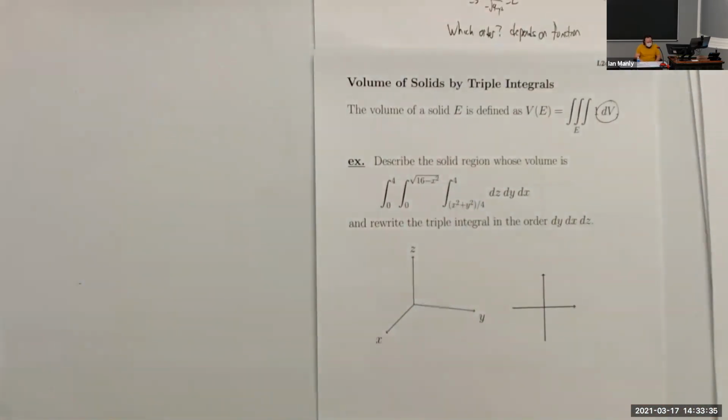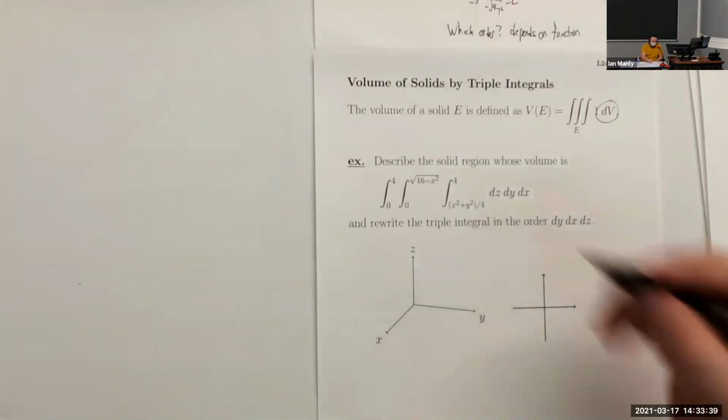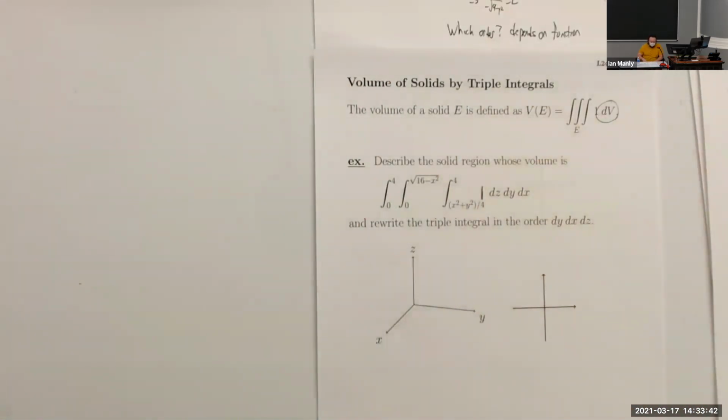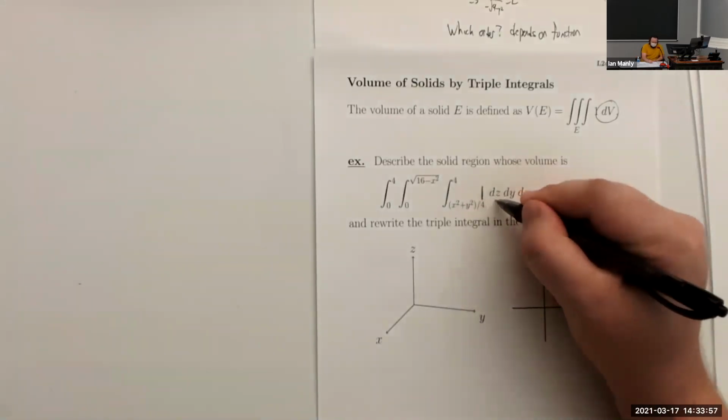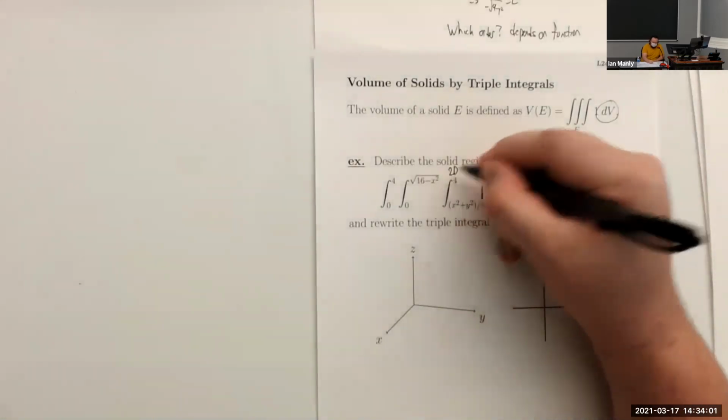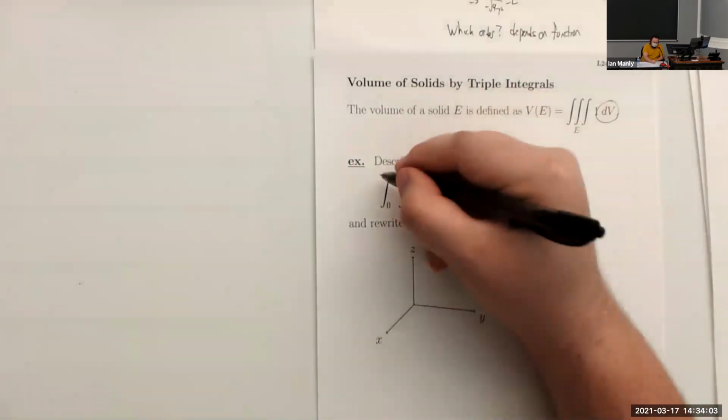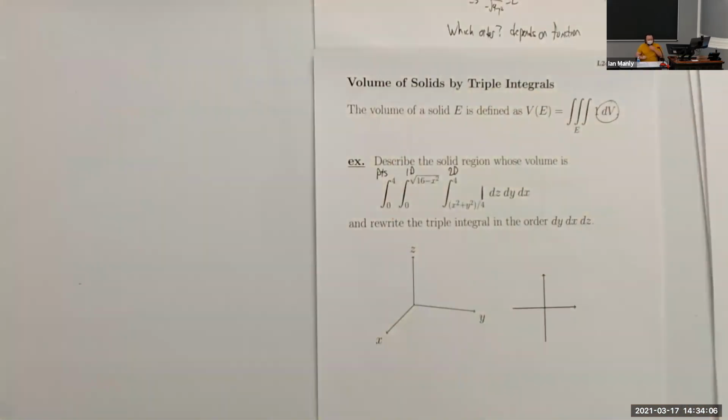Okay, so what we're going to do is describe the solid region whose volume is this. And notice that there's no function here, so we can imagine it as a 1, and rewrite the triple integral in the order dy, dx, dz. So this is more practice rewriting all of those integrals here. All right, so let's see here. In the way they originally wrote it, they have dz first, right? So remember, these are 2D shapes, these are 1D shapes, and these are just points or numbers.